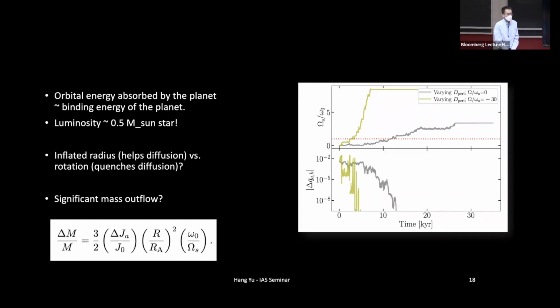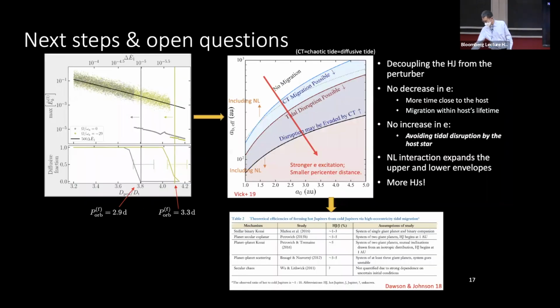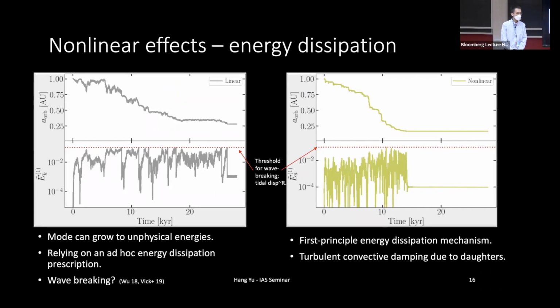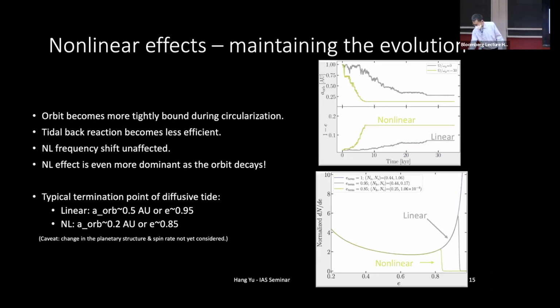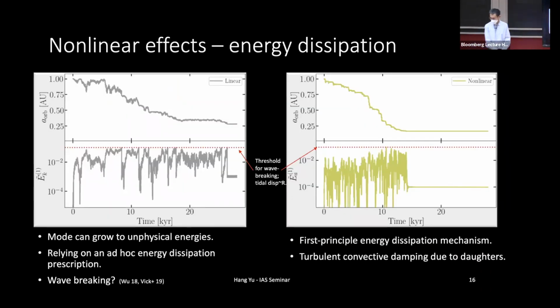You mentioned there was a first principle mechanism for damping energy in the daughter modes, which I understand was interaction with convection, convective damping? Yes. It's the turbulent convective damping of those daughter modes, because those daughter modes are either high L F modes or P modes, so they experience more turbulent damping compared to this L equals 2 F mode.